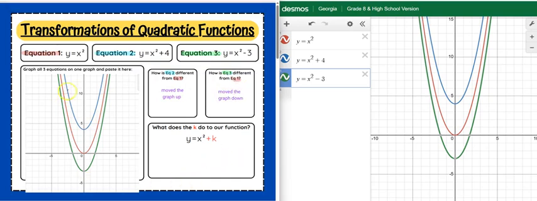All right, so what does this k do? This last thing here, I've written in a generic way: y equals x squared plus k. So what happens when I add something to the end of our equation, or I subtract something? In the blue equation I added, and in the red equation I subtracted. So if k is bigger than 0, or positive, then my graph moves up.